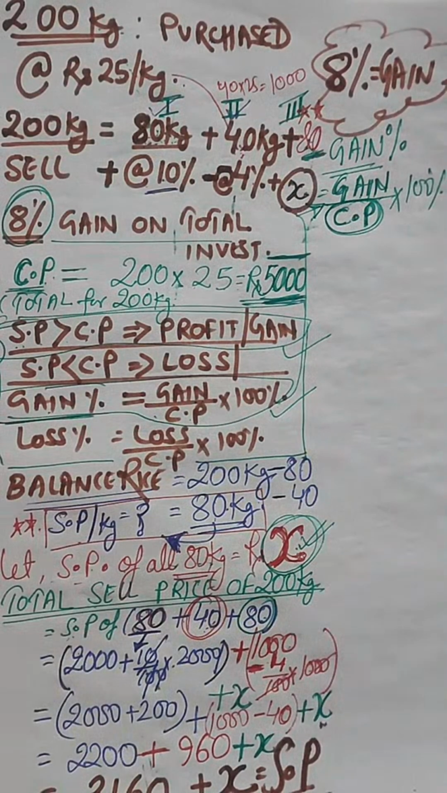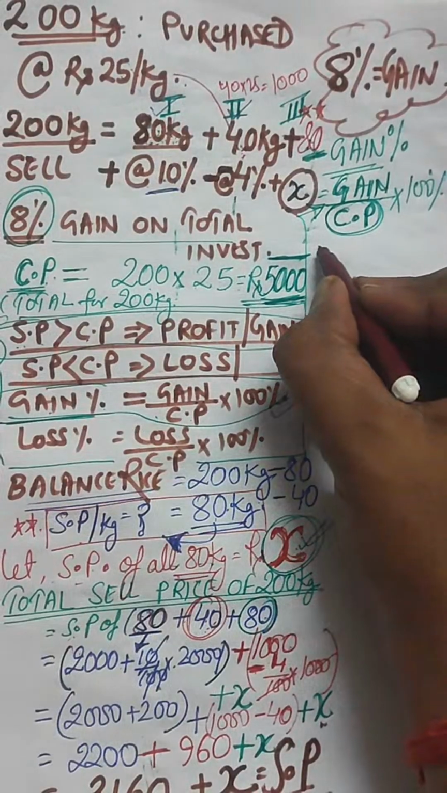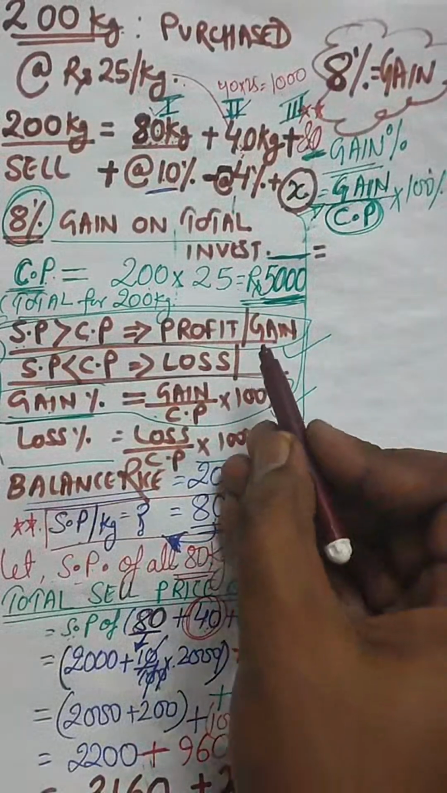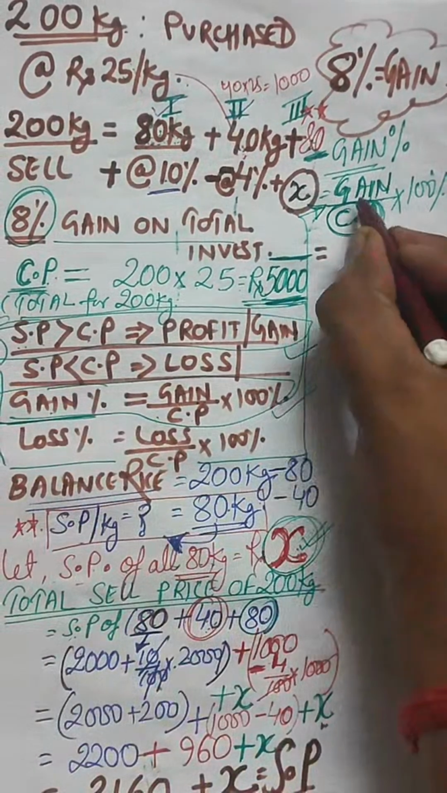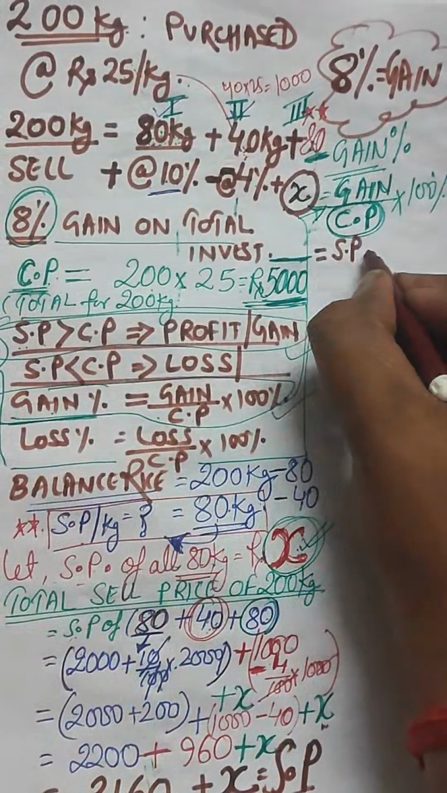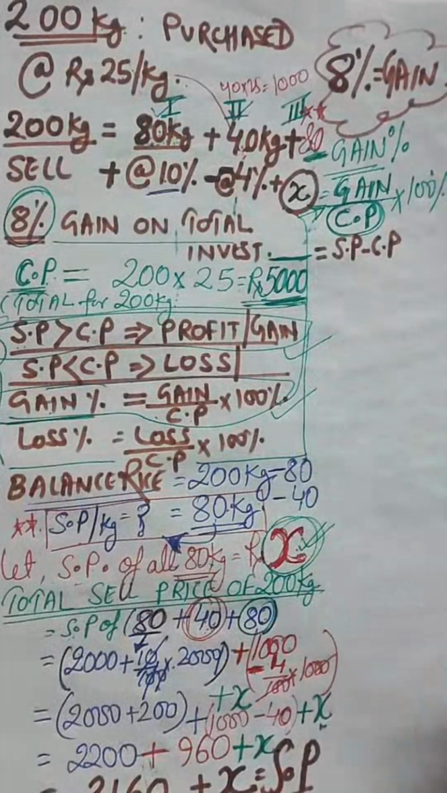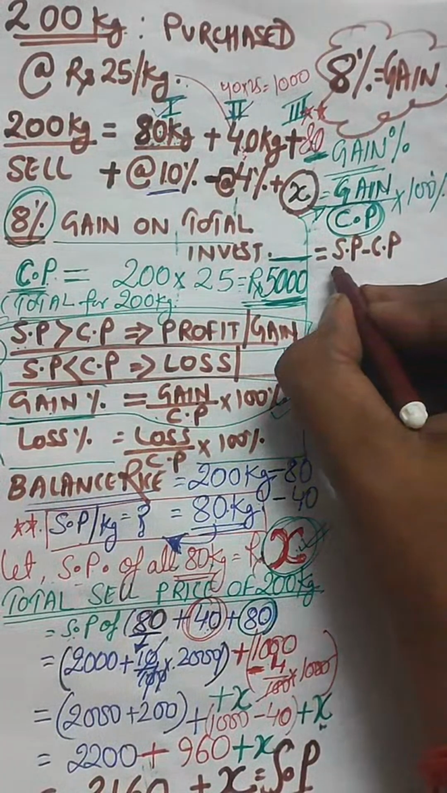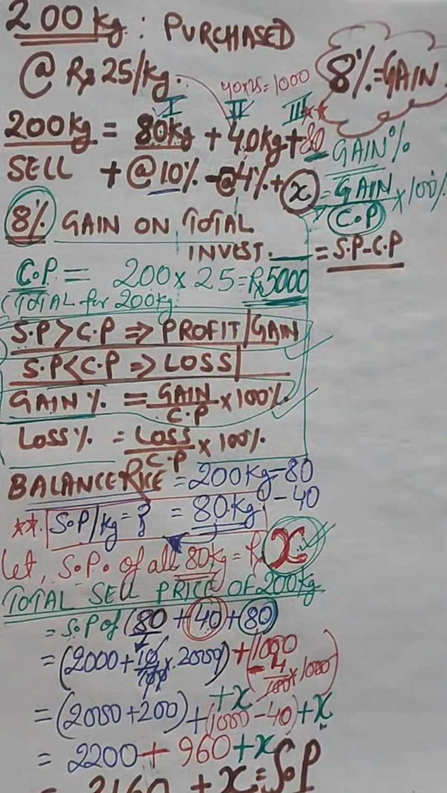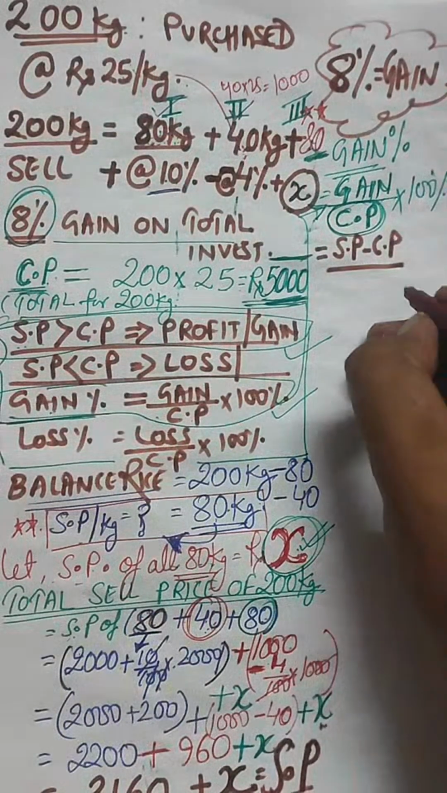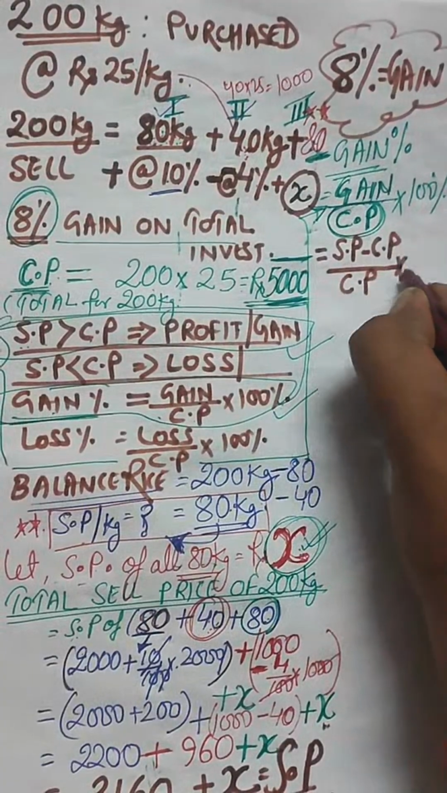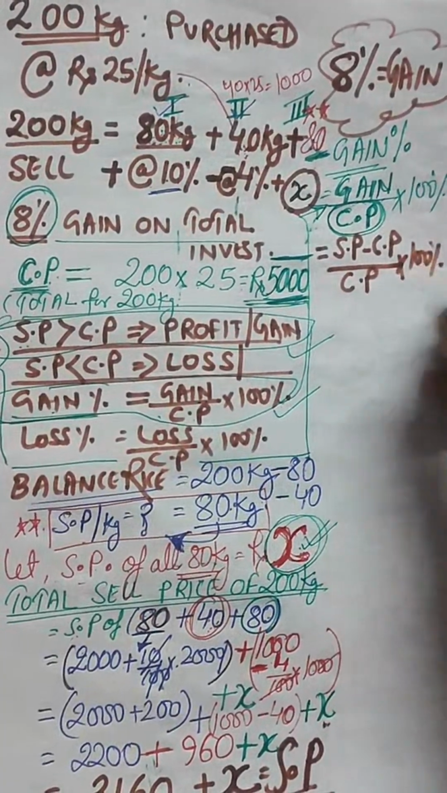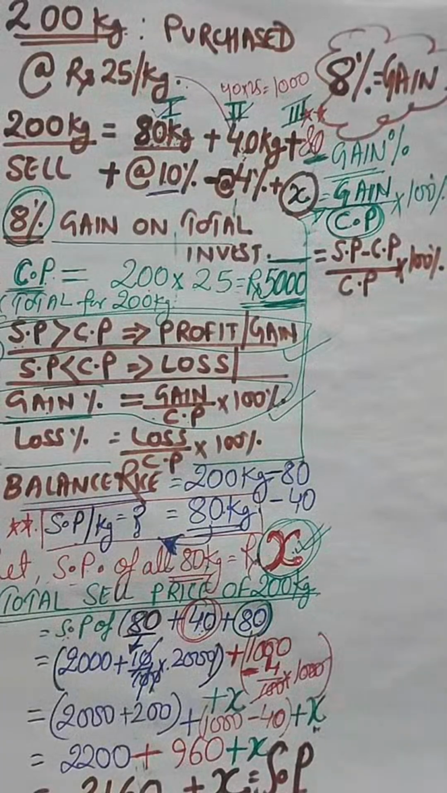Now use the formula. Gain percent equal to gain by CP into 100, and gain is always made when sale price is greater than cost price. So in place of gain, write SP minus CP. Any doubt? Hope no. You can write it. Hello Nidhis. Hello Abhay. Good morning. SP minus CP by CP into 100%. This is the formula, right?